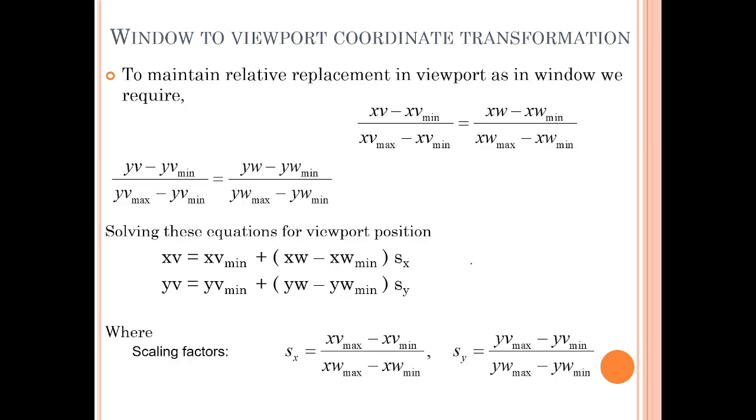To maintain the relative placement in the viewport as in the window, we require (xv − xv min)/(xv max − xv min) = (xw − xw min)/(xw max − xw min). Likewise, (yv − yv min)/(yv max − yv min) = (yw − yw min)/(yw max − yw min). Solving these equations for the viewport positions, xv = xv min + (xw − xw min) sx, yv = yv min + (yw − yw min) sy. The scaling factors are sx = (xv max − xv min)/(xw max − xw min), sy = (yv max − yv min)/(yw max − yw min).